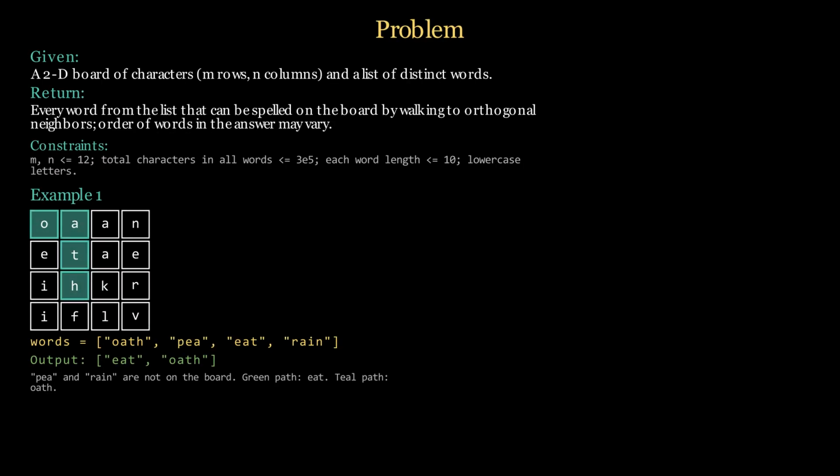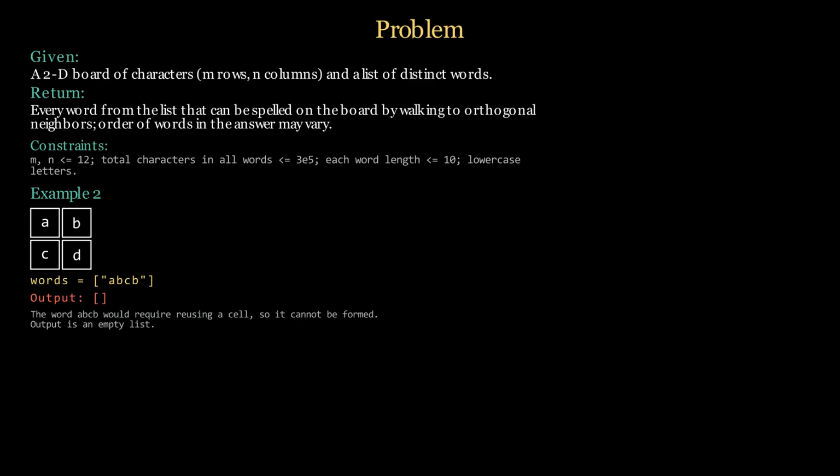Word Search 2. You get a grid and many words. Return every word you can spell by moving up, down, left, or right without reusing a cell on that path. In example 1, eat and oath work; pea and rain do not.